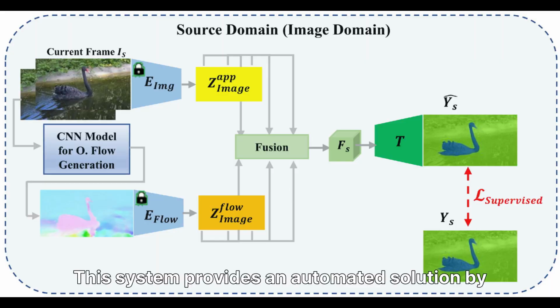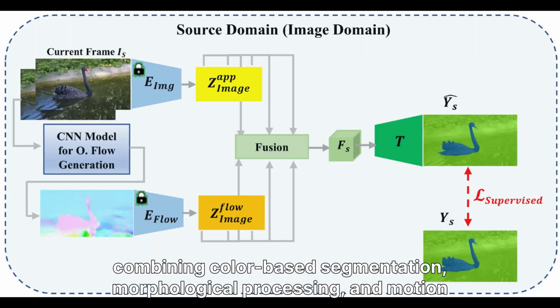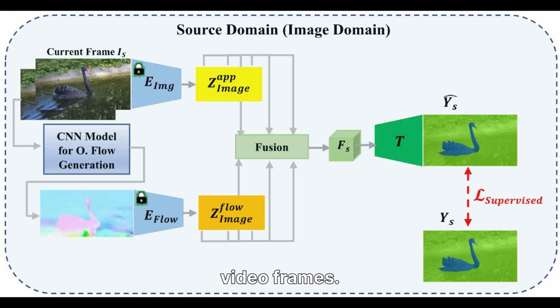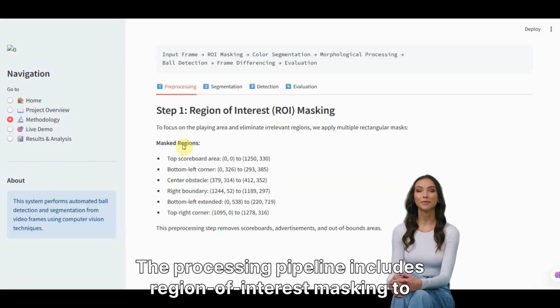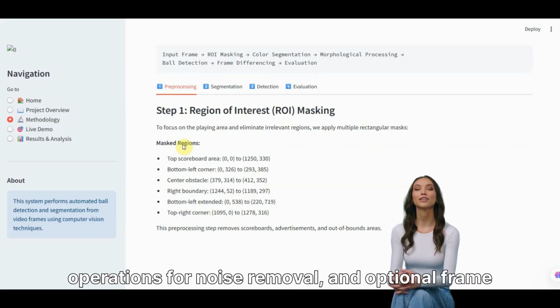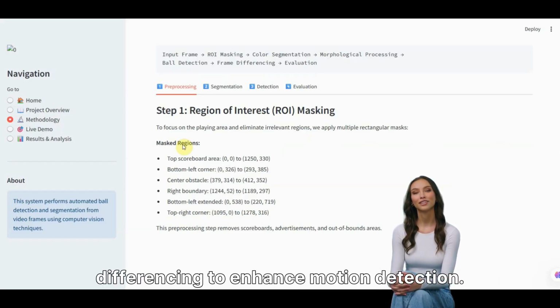This system provides an automated solution by combining color-based segmentation, morphological processing, and motion analysis to reliably identify ball positions across video frames. The processing pipeline includes region of interest masking to remove irrelevant areas, HSV-based color segmentation, morphological operations for noise removal, and optional frame differencing to enhance motion detection.